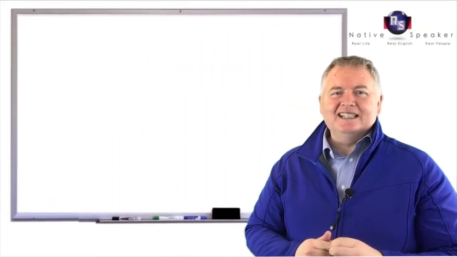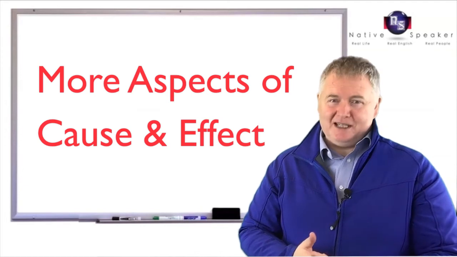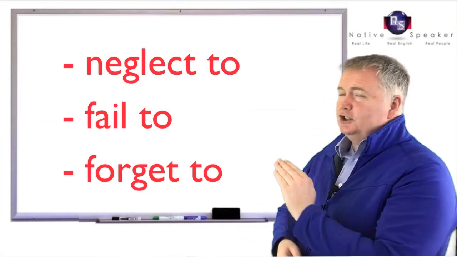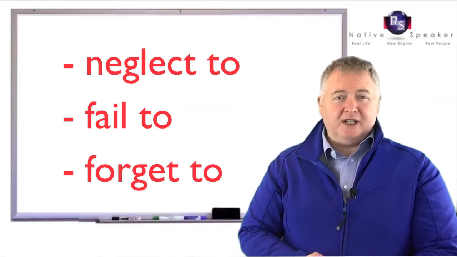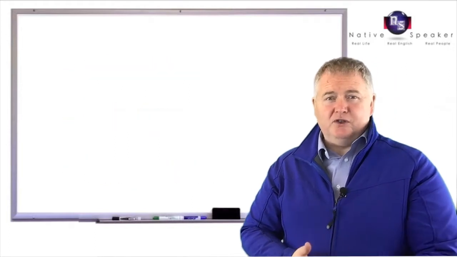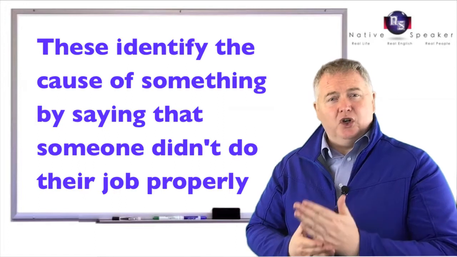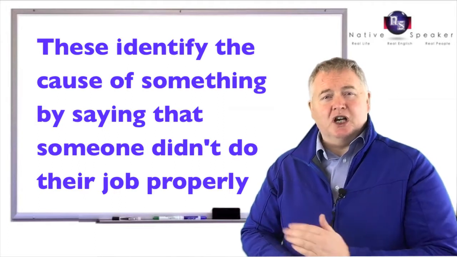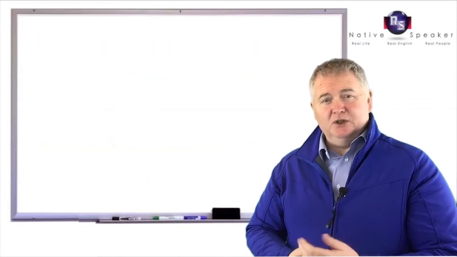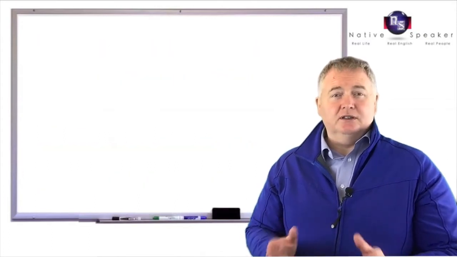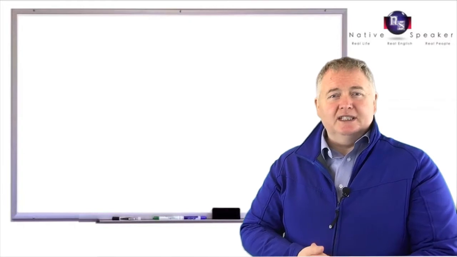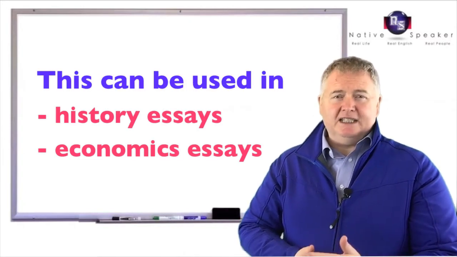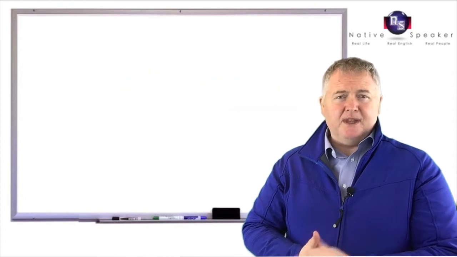Okay, so in this clip we're going to look at another aspect of cause and effect using the phrases neglect to, fail to, and forget to. These are wonderful phrases that identify the cause of something by saying that somebody didn't do their job properly. They forgot to do it, they didn't do it, whatever, it wasn't done. So this can be used in essays like history essays, economics essays, things like that.